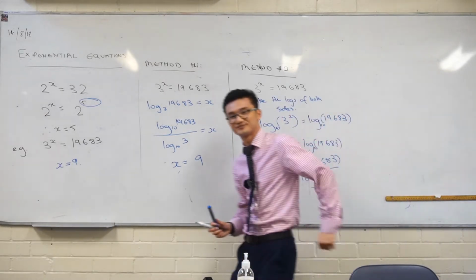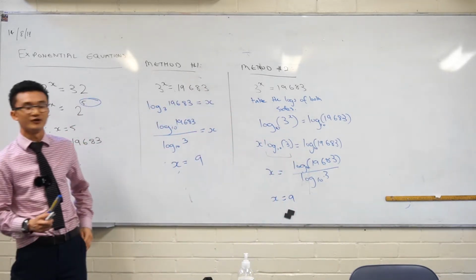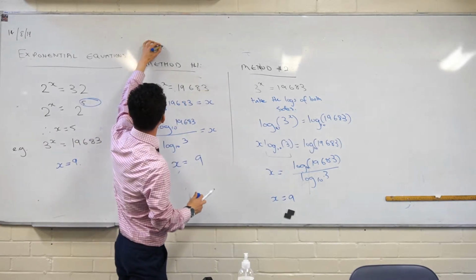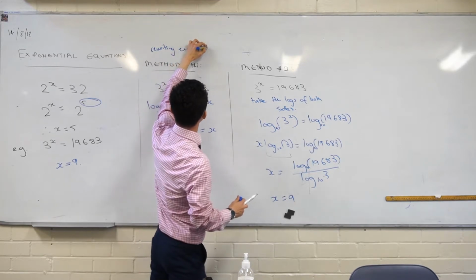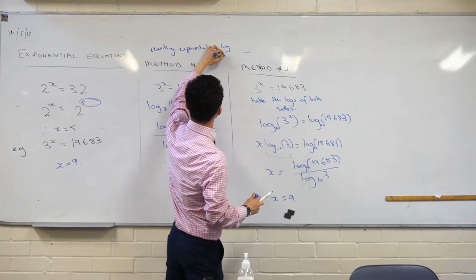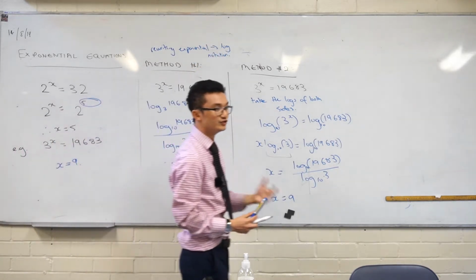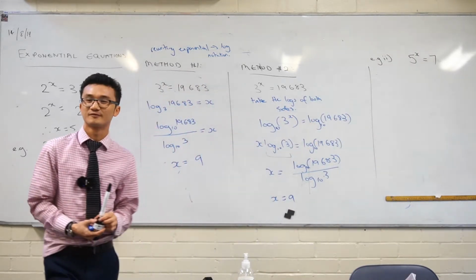Jot that down for me. My question to you as you're writing this down is, which method do we prefer? One method is rewriting from exponential to log notation, and one is taking the logs of both sides. Those are the two methods we can use to approach a problem like this. Which method do we prefer?